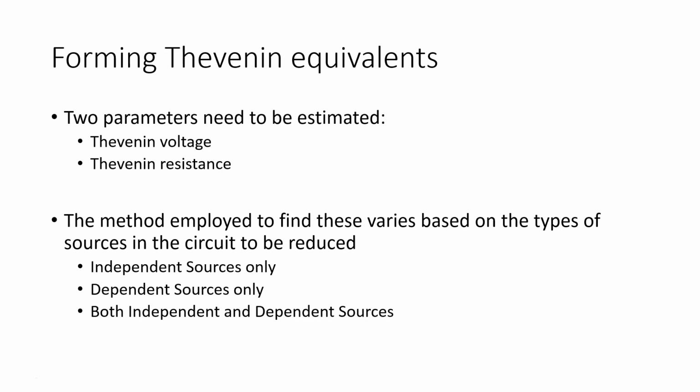As you can see from the diagram before, we essentially had to figure out what the Thevenin voltage was and what the Thevenin resistance was. So we have these two things that need to be calculated, and the method to do this varies depending on the type of sources that we have in the circuit. We could have independent sources only, dependent sources only, or a mix of independent and dependent sources. So we look at these three conditions and see how we calculate the Thevenin voltage and the Thevenin resistance in each case.